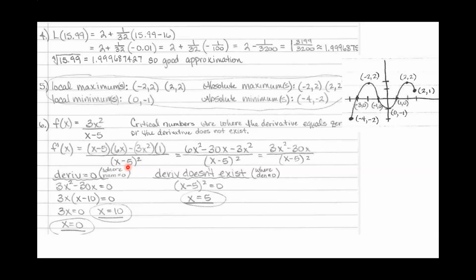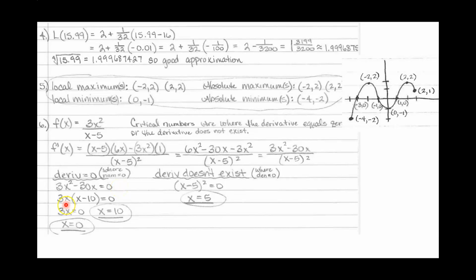Then I'm going to distribute here, so 6x times x would be 6x squared, and 6x times negative 5 is negative 30x, and then the minus 3x squared. So 6x squared minus 3x squared would be 3x squared minus 30x over (x minus 5) squared. Now, where my derivative equals 0 is where my fraction is equal to 0. Well, the only way a fraction equals 0 is if its numerator equals 0. So we're going to set the numerator equal to 0 to find out where our derivative equals 0.